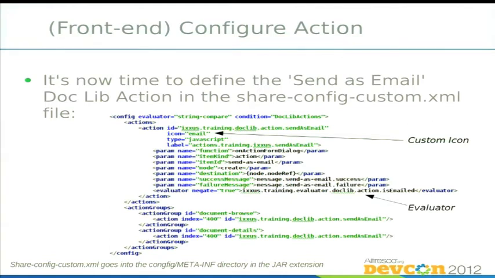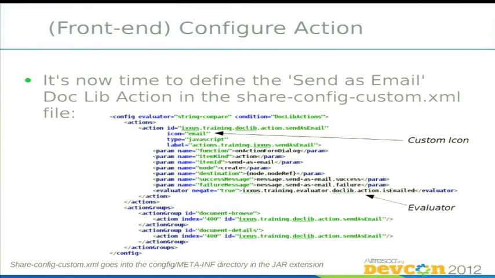We're going to have a new evaluator. It's going to use the CM email aspect that we applied in the repo action. And we're not going to display this action if it already has been sent. There is a new attribute here, icon. That's going to point to what icon we want to use for the action in the Share UI. We're going to look more at that in a bit.